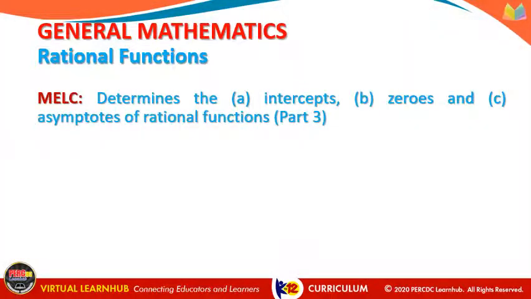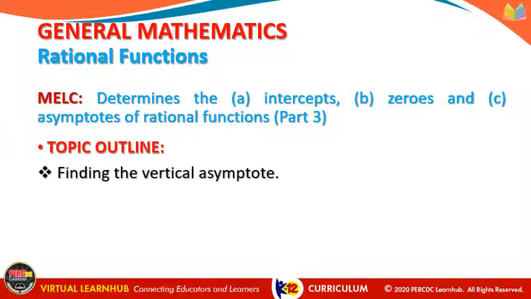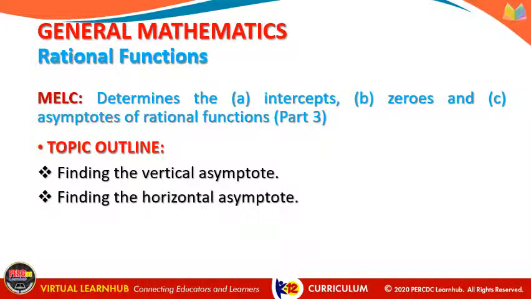For our topic outline, first we will learn how to get the vertical asymptote of a rational function and then how to get the horizontal asymptote of a rational function. So in this video, our focus will be on asymptotes. Take note, in the two previous videos, in the first we discussed intercepts and in the second we discussed zeros. Again, this is now part 3 of 1-2.6.